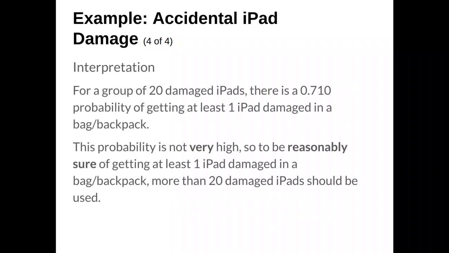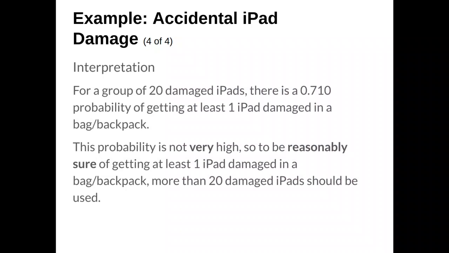So we can then take that result and interpret it. We can say that for a group of 20 damaged iPads, there's a 0.710 probability of getting at least one iPad that was damaged in a bag or a backpack. So we can see that the probability is not very high, so it's reasonably sure of getting at least one.